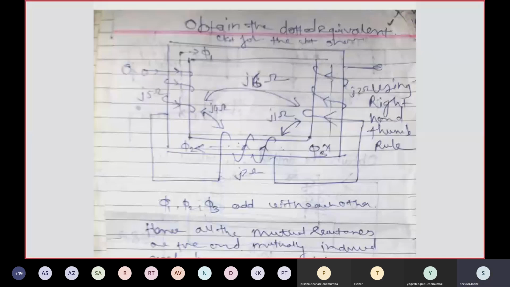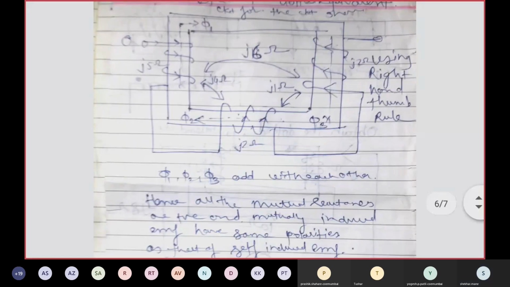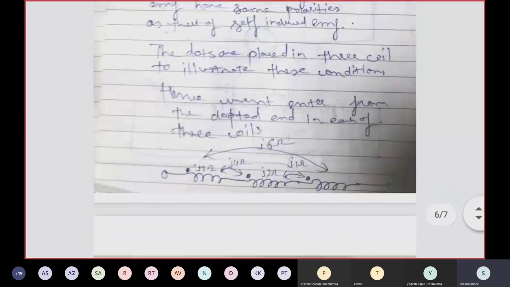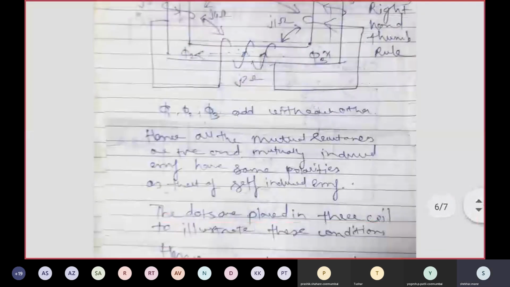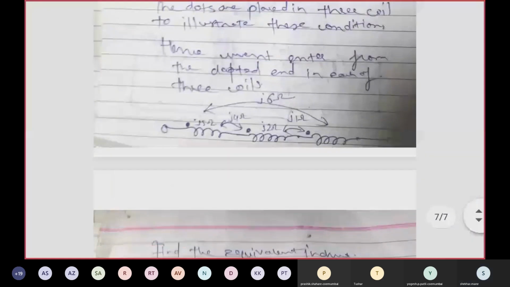So that's why you can draw this diagram as this diagram using dot conventions. And 6 ohm, 4 ohm, 1 ohm, these are the mutual inductances.